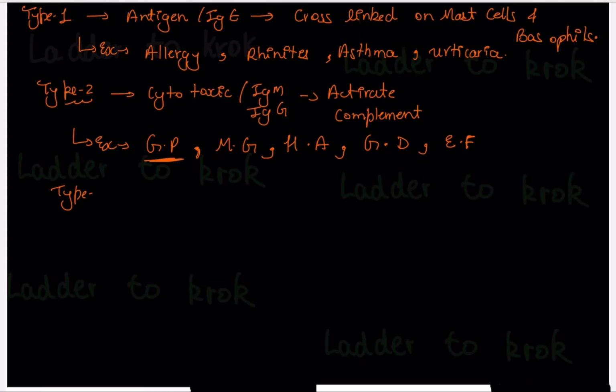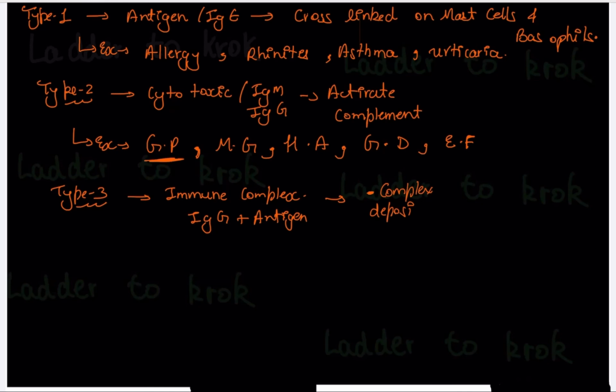Then the third one is immune complex. In this there is basically IgG and antigen. IgG and that antigen bind, similar to type 2. The difference is that there is deposition of the complex.